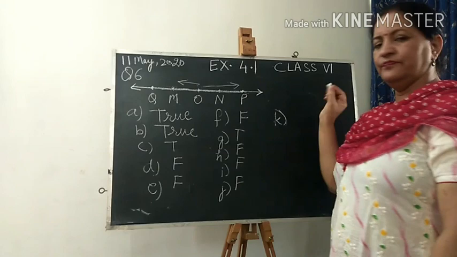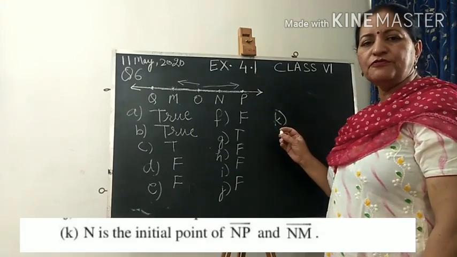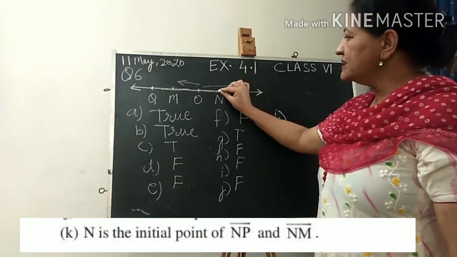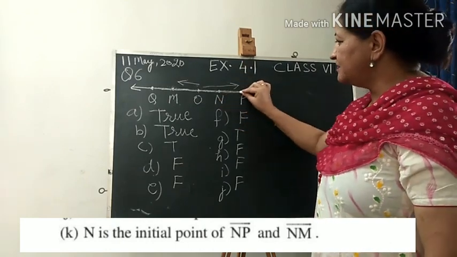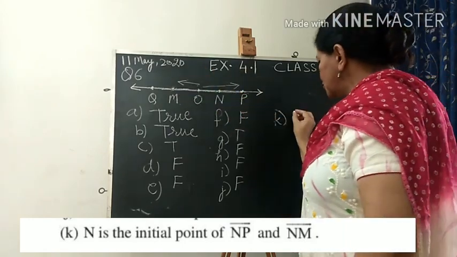Now come to K part. N is the initial point of NP and NM. This is true.